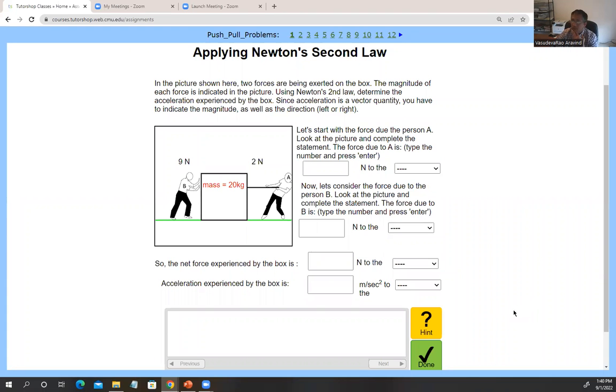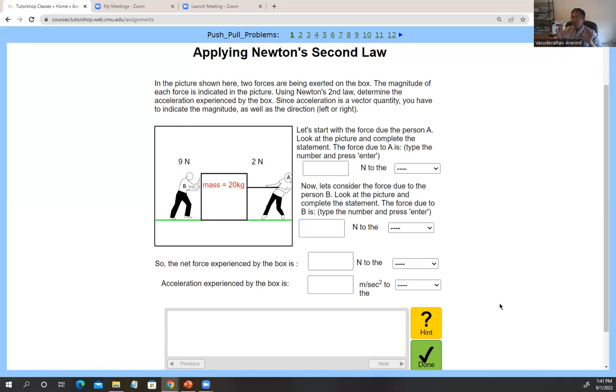Hi, so this is a tutor that I made using the Carnegie Mellon University's cognitive tutor authoring tools. This tutor is intended to show students how to use Newton's second law. Newton's second law tells us force is equal to mass times acceleration. And in this case, there are two forces in action. The aim of the tutor is to make the students understand how to use Newton's law in real life.